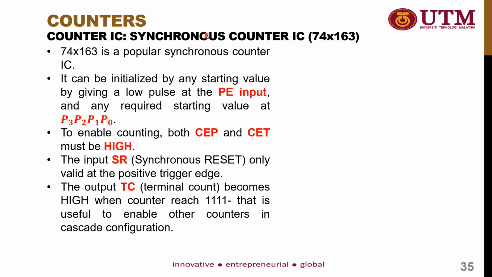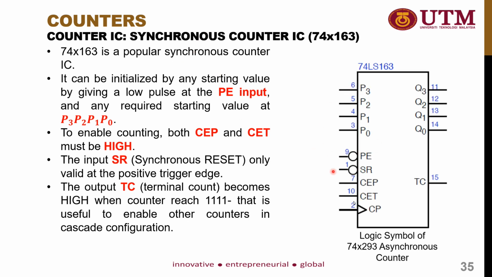So for the synchronous counter, this is the logic symbol for the 74X163 synchronous counter. First we have the counting starting value. As I mentioned before, you can customize your synchronous counter to start counting from your own value. If you want your counter to start from your custom value, you need to give the inputs P3, P2, P1, and P0. And in order to enable the counting starting value, you need to give 0 to the input PE.